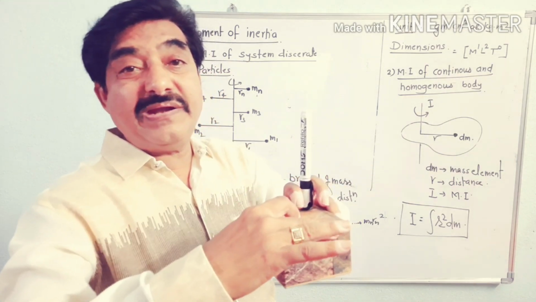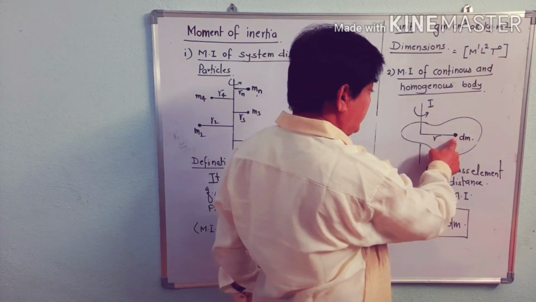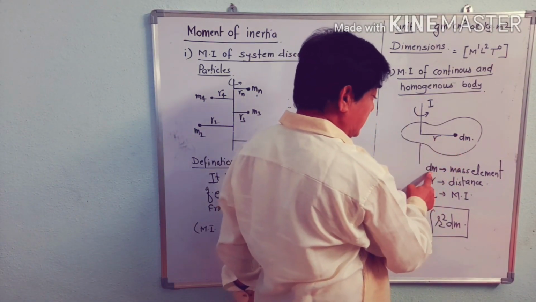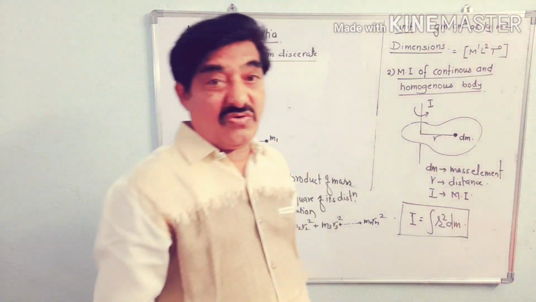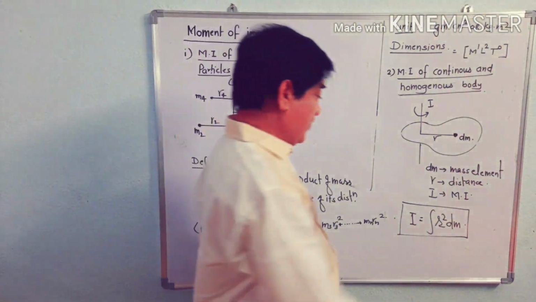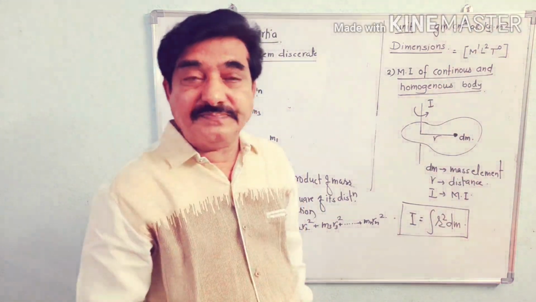So dm is the mass element which is at a distance r from the axis of rotation. Then moment of inertia for a continuous and homogeneous body is given by integration of r square dm.